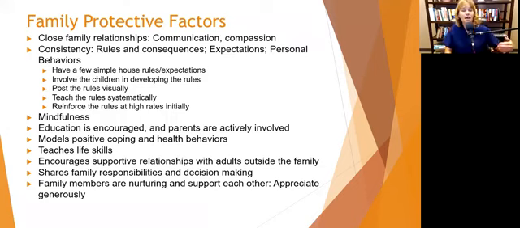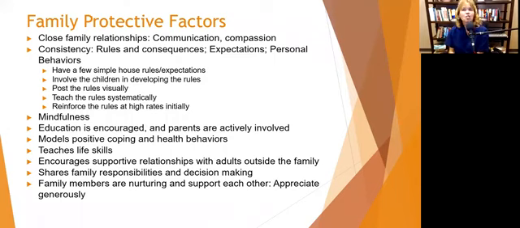Mindfulness that is modeled in the family can help serve as a protective factor, so children learn to become mindful. Families that encourage education and parents that are actively involved in education. Even if you can't help Johnny with his homework, if you're actively involved, then it goes a long way to helping him push through. A family that models positive coping skills and health behaviors provides a learning environment for children to develop and grow. Same thing if they teach life skills, doing laundry, making meals, etc.